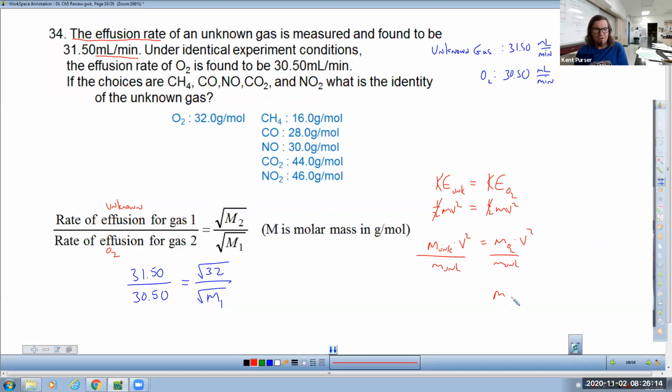You have mass of O2 over mass of the unknown. Then if you divide the velocity to the other side, you get velocity of the unknown divided by the velocity of the O2, okay? Now, because of the squares, if you square root both sides, it becomes that equation right there.